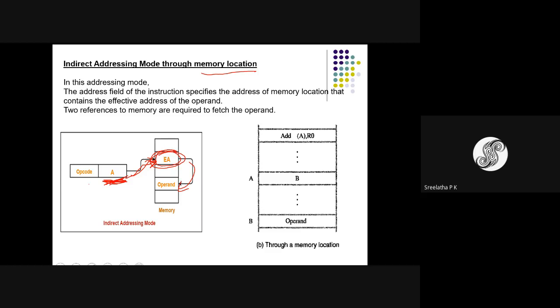Another addressing mode is indirect addressing through registers. Before going to it, you can ask if you have any doubts in indirect addressing mode through memory location. I have told how to represent it. The difference is that if I give add location A and R0, this is direct addressing, and if I put it within brackets, it means location A contains the effective address of the operand. At that address, the operand value is present. This is addressing mode through memory location.